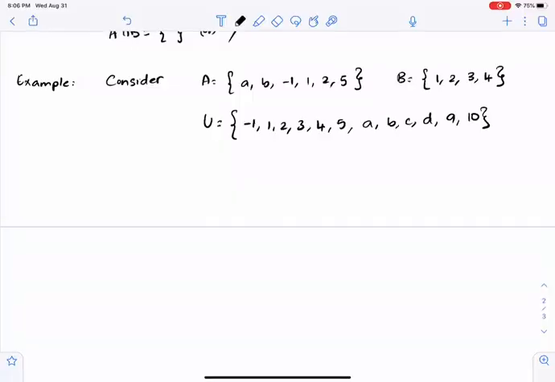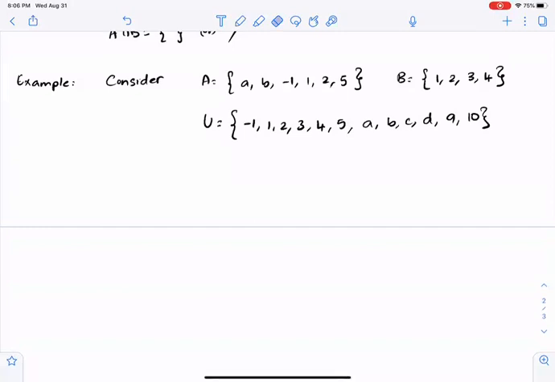Now, I have the set A, set B, and in this case, I have the universal set as well. And you've got to keep in mind the universal set must contain the set A and the set B. And it does.